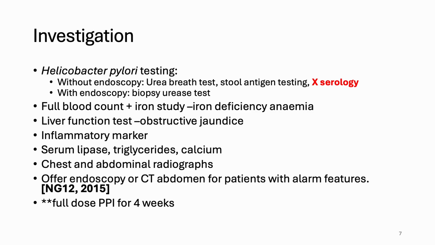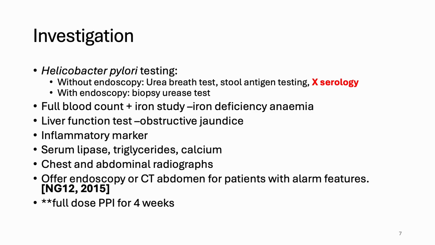Next, we can do a full blood count and iron study, and this is really to look for iron deficiency anemia from chronic GI bleeding. We can do a liver function test to look for features of obstructive jaundice. And if a patient has pancreatitis, the inflammatory markers will be raised, as well as the serum lipase and triglyceride, and the patient will have low calcium.